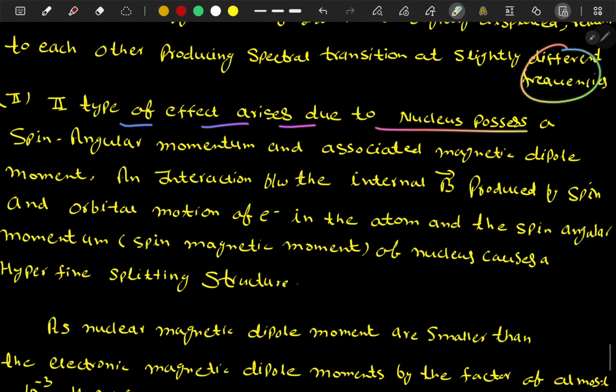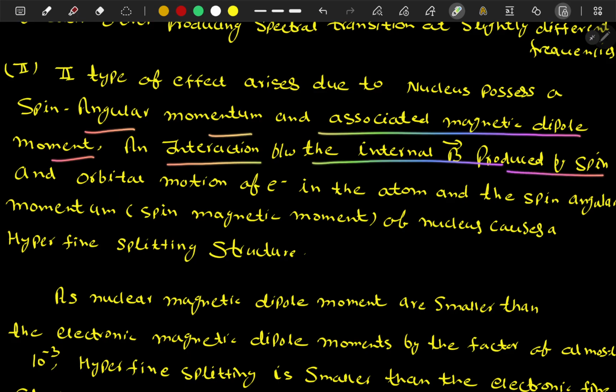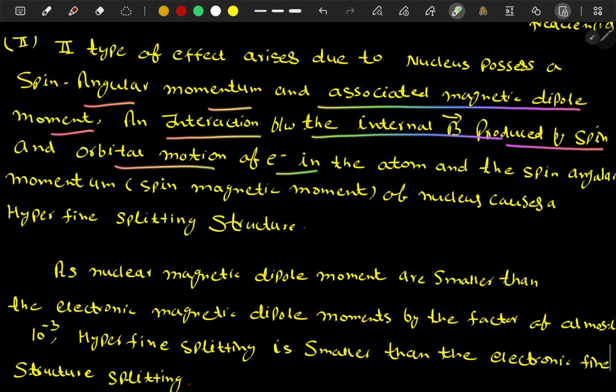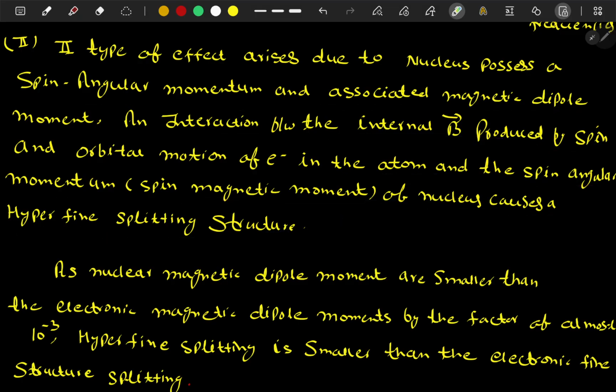The second type of effect arises due to the nucleus possessing a spin angular momentum and associated magnetic dipole moment. An interaction between the internal magnetic field produced by spin and orbital motion of the electron in the atom and the spin angular momentum, spin magnetic moment of the nucleus causes a hyperfine split. Got it or not? Again, read this with me.